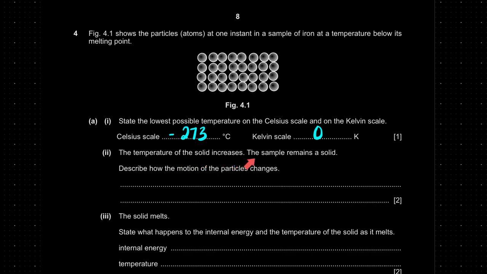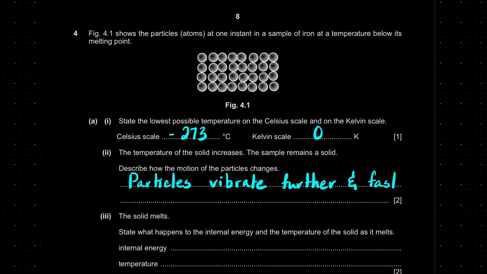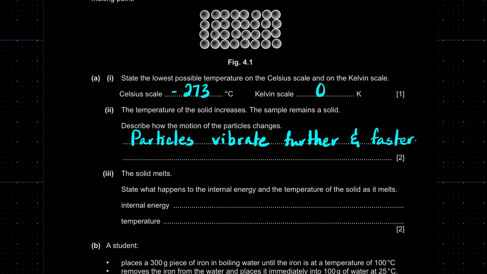The temperature of the solid increases, the sample remains a solid. Describe how the motion of the particles changes. So very straightforward, you'll just say particles vibrate further and faster, because this is still a solid. Some people also like to include wave terminology with this. They say that the particles travel faster and have a greater amplitude of oscillation. That's also fine.